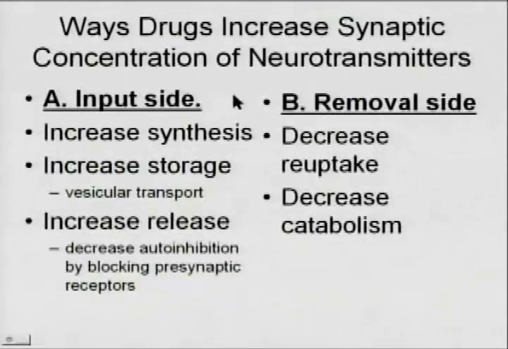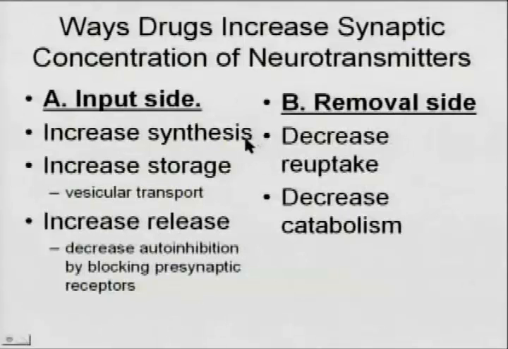You're dumping water in from above. You've got to have a source to contribute. So you've got to synthesize. You can increase synthesis. You've got to have an increased storage amount, so the vesicular transport is important. You can increase release, dump more from your source, and this can be brought about by blocking those autoinhibitory receptors on the presynaptic membrane, which will increase release. It's one example of how you can increase release. You can increase the firing rate of the neuron as well, as another example. So this will contribute on the input side.